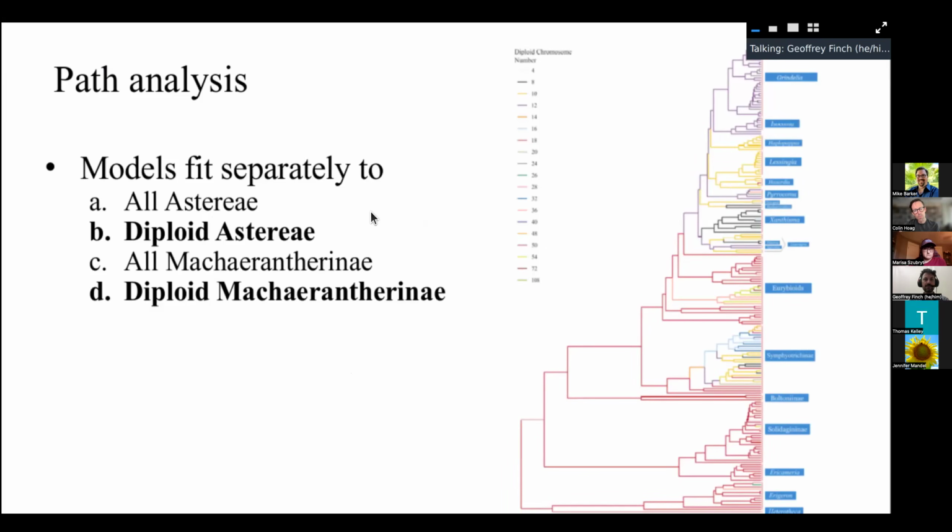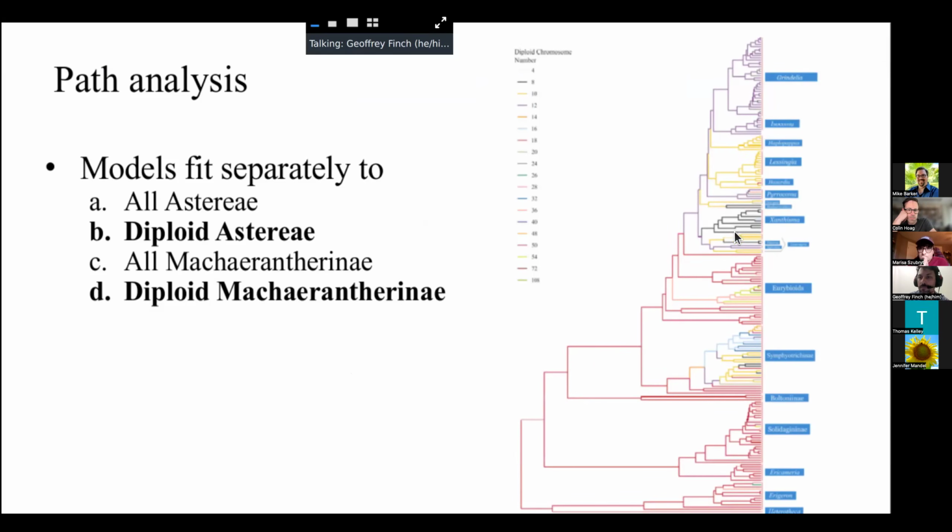Now I fit models separately. So this here on the right is the tree that I used. In the top right are the Macroantherae. Their closest relatives are the Eurybioids, and then I included several members of the Astereae that are closely related to the Macroantherae to explore that whole part of the tree. And then I fit models separately to the whole data set, all of the Astereae, just the diploid Astereae, then all of the Macroantherae, and then just the diploid Macroantherae. Right now I'm just going to focus on the results of the diploid analyses because they're the most interesting.